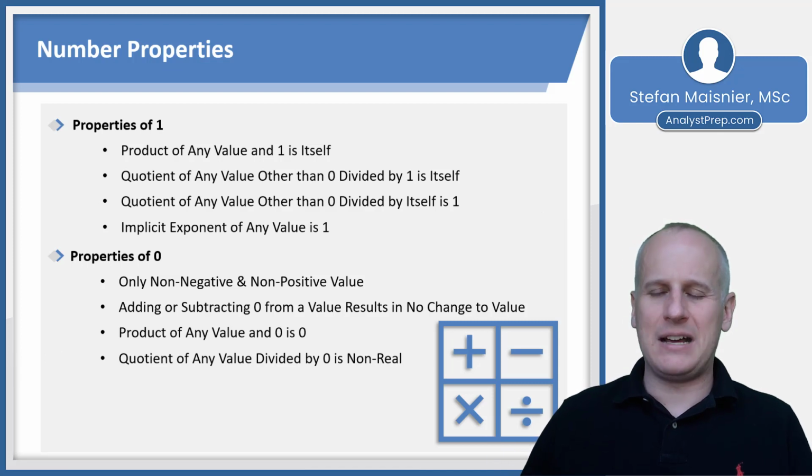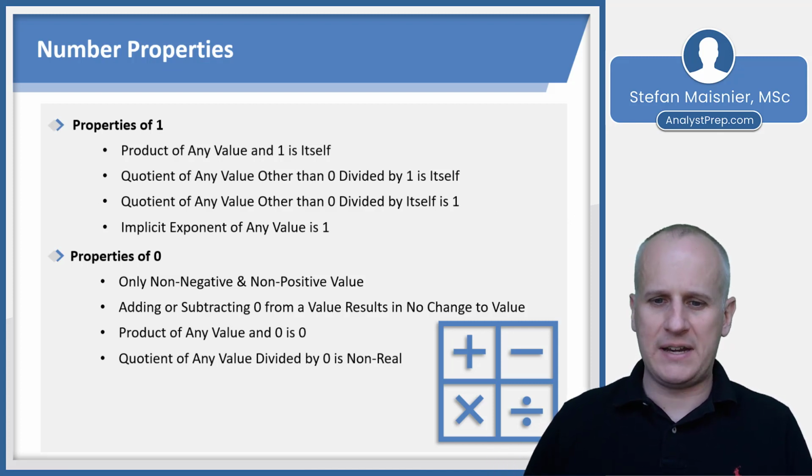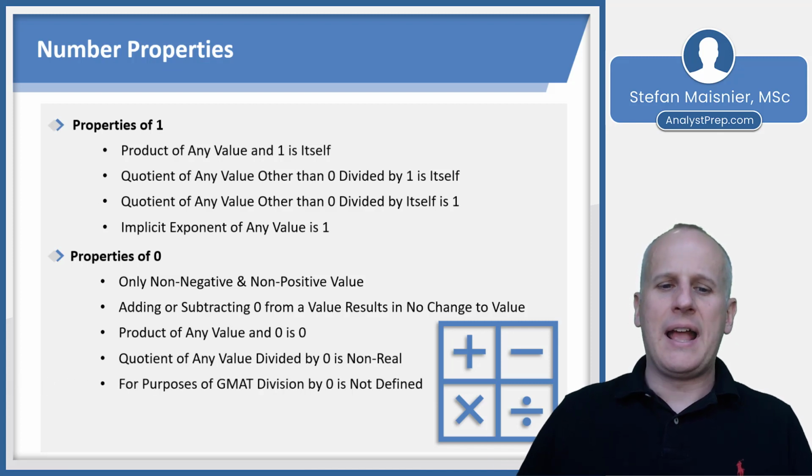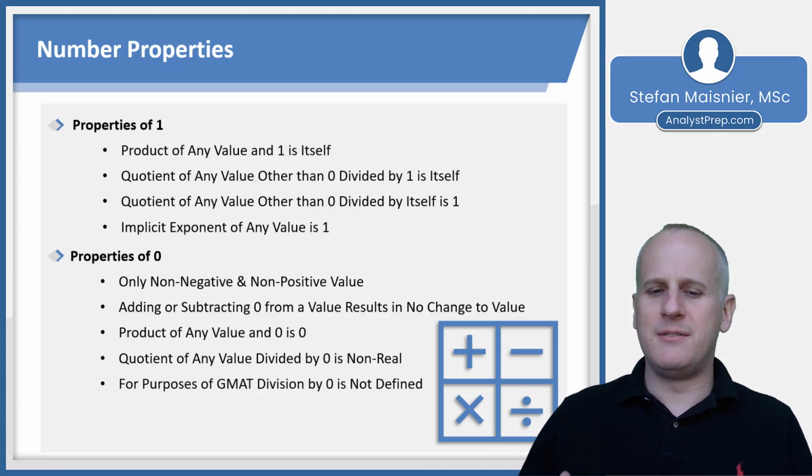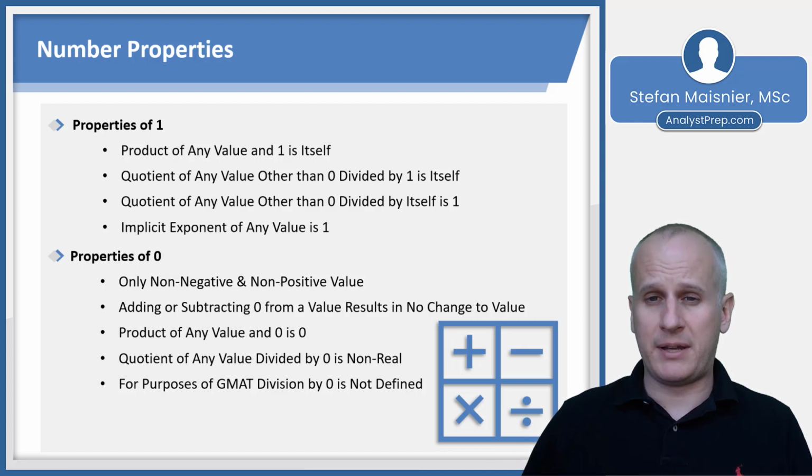But you are not allowed, for the purposes of this exam, to divide anything by 0 because the technical result, if you divided 12 by 0, is actually infinity. It's non-real. And for the purposes of the GMAT, division by 0 is not defined and really not allowed by the structures of the arithmetic that the exam uses. This is good news. We don't want to be dealing with infinities, and we don't want to be dealing with imaginary numbers either.